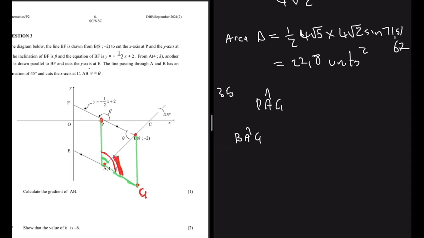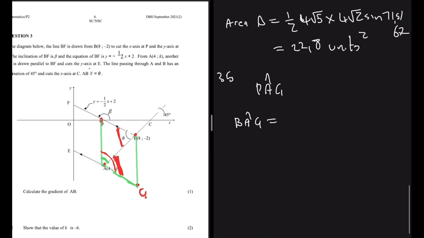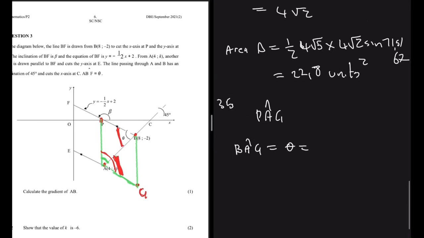We're looking at BAG. If you pay close attention, you will realize that BAG is supposed to be equal to angle theta, right? Why are we saying they're supposed to be equal to angle theta? PAGB is now a parallelogram, so those angles will be alternate angles. So now we can say BAG is equal to theta. Not only is it equal to theta, it will be equal to 71.5167 degrees, right? So we have found angle BAG.